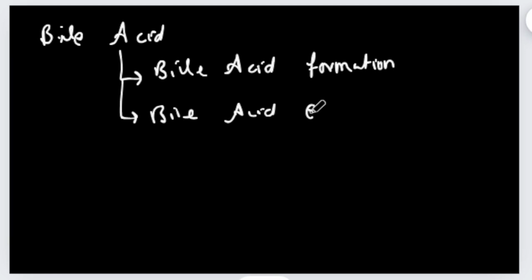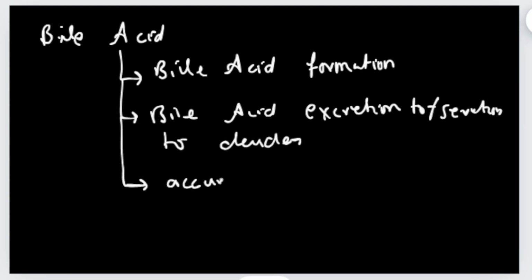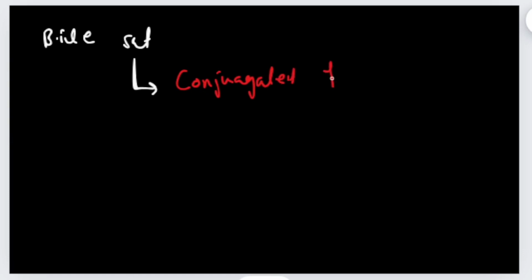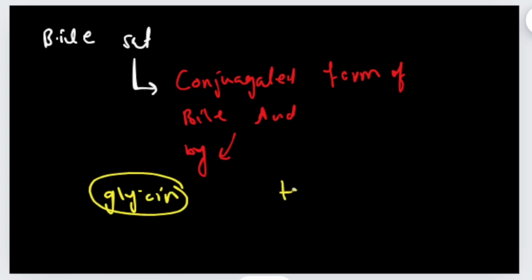Bile acid formation we will explain under bile acid excretion. Here it is secretion, because it is not for accumulation. If bile acid is accumulated, it causes hepatic encephalopathy. In bile acid, the first thing we will explain is the conjugated form of bile acid, with glycine and taurine. By these two, the conjugation will occur.